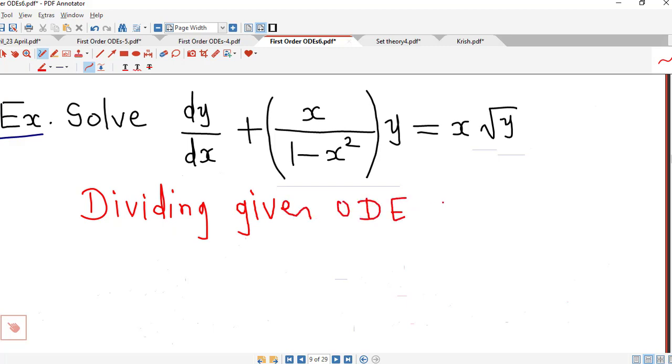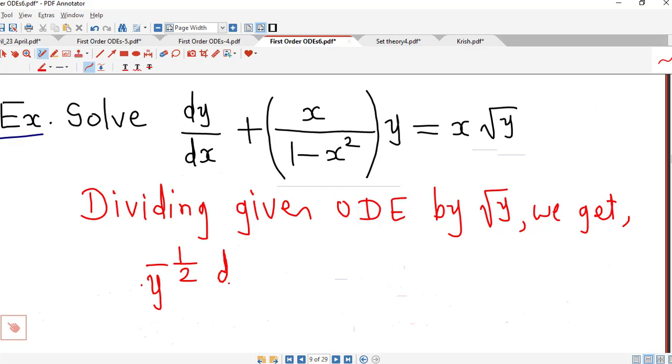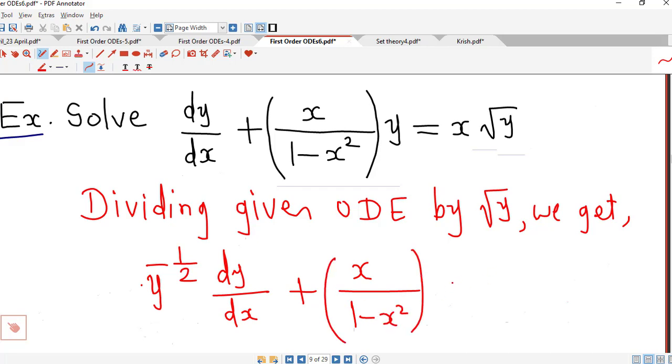Dividing the given ordinary differential equation by square root of y, we get 1 over square root of y, that we can rewrite as y raised to minus 1 by 2, dy by dx plus x over 1 minus x square times y over square root of y, that is going to be square root of y, and that we can rewrite as y raised to 1 by 2, equal to x. Square root of y will cancel out here.